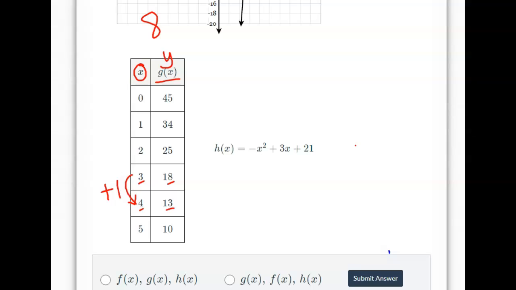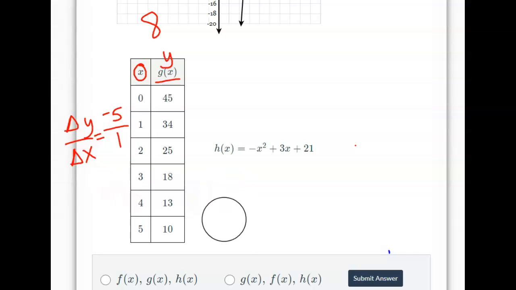So I can immediately see that as one goes up, the other goes down. So that's going to give me a negative slope. So from here to here is minus 5. So change in y is negative 5. Change in x is positive 1. So that overall rate of change is negative 5. Okay, so right now I have, if I'm ordering them from least to greatest, g of x and then f of x. But now I must do h of x. I'm going to remember that negative 5.